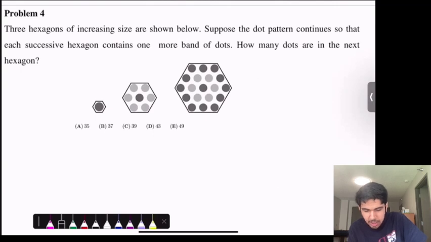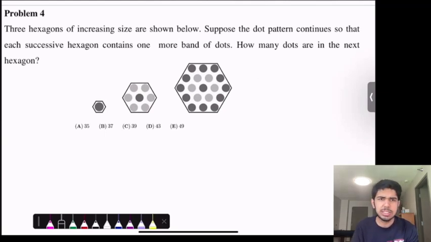In the first hexagon, we have just one dot, and it's a dark colored dot. In the next hexagon, we find that dark colored dot, and it's surrounded by these light color dots, which creates a band. And the same thing happens in the next one, right? This is our original hexagon from the previous hexagon, and then we create this new dark color band around it. So that's what it means by band. And we're asked how many dots are in the next hexagon.